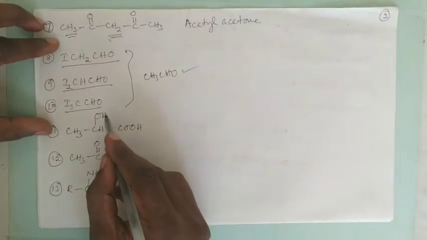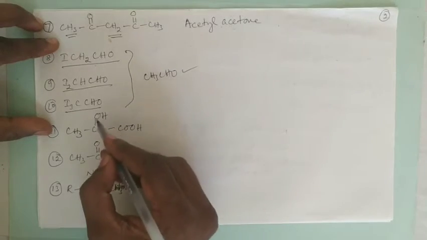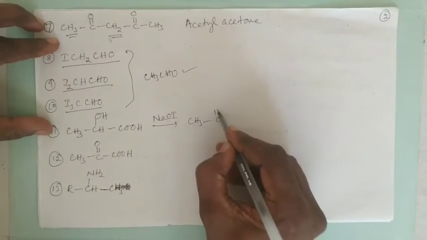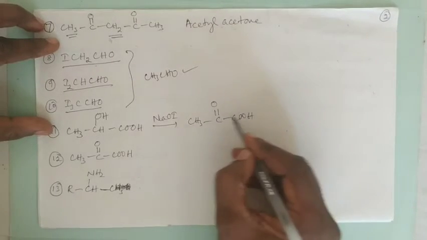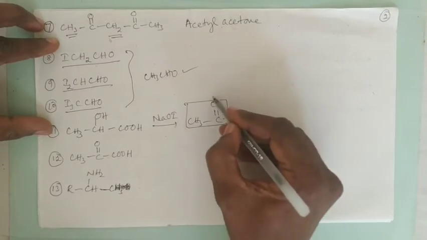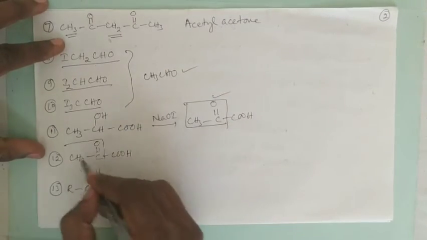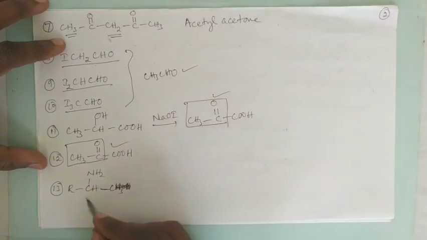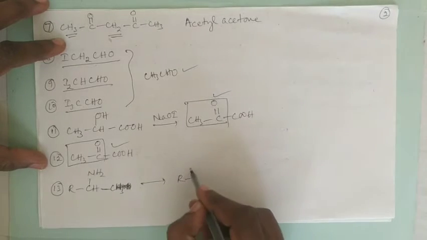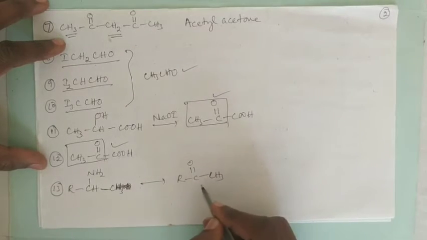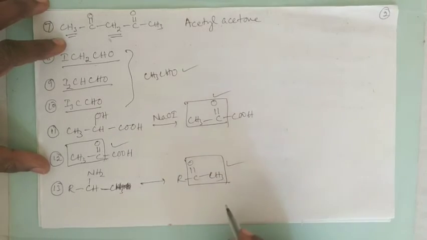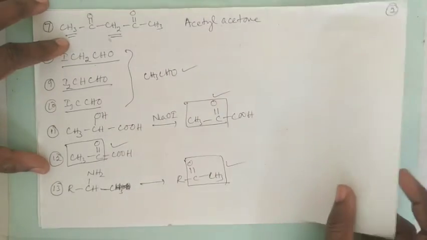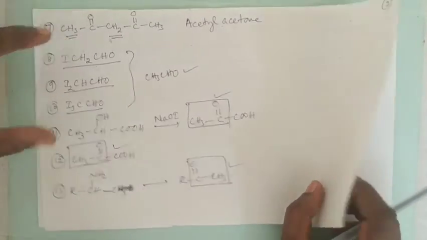Now this compound, CH3CHOHCOOH, on oxidation with NaOI forms CH3COCOOH, and due to the presence of this group it shows the iodoform test. This one, by nature, has CH3CO, so it also shows the iodoform test. Here this compound, in the reaction conditions, again forms RCOCH3, so the COCH3 group is there, therefore it shows the iodoform test. So these are the compounds that show the iodoform test, and I told you why.